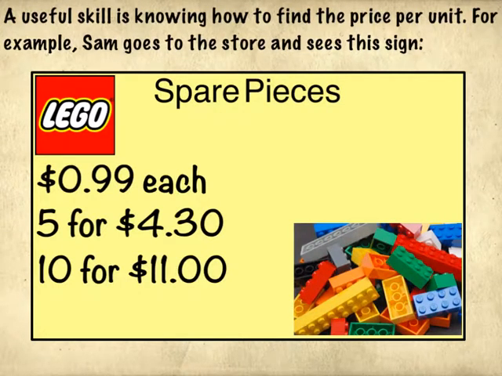So for example, Sam goes to the store and sees this sign. Spare Lego pieces are 99 cents each, 5 for $4.30, or 10 for $11. He wants to know, should he buy 1, should he buy 5, should he buy 10?